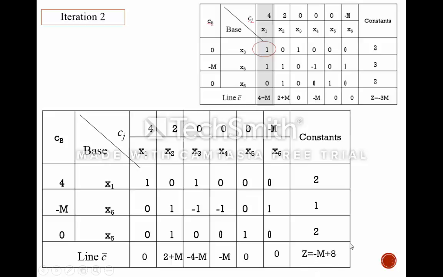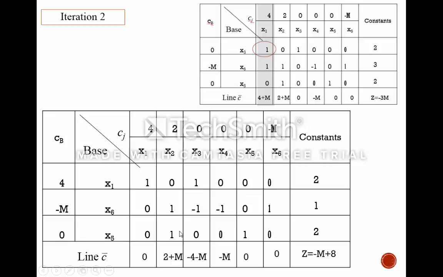minus m plus 8. We calculate 2 times 4 plus 1 times minus m, and we get the z. And now we choose the best one too. As we can see, the 2 plus m is the best.